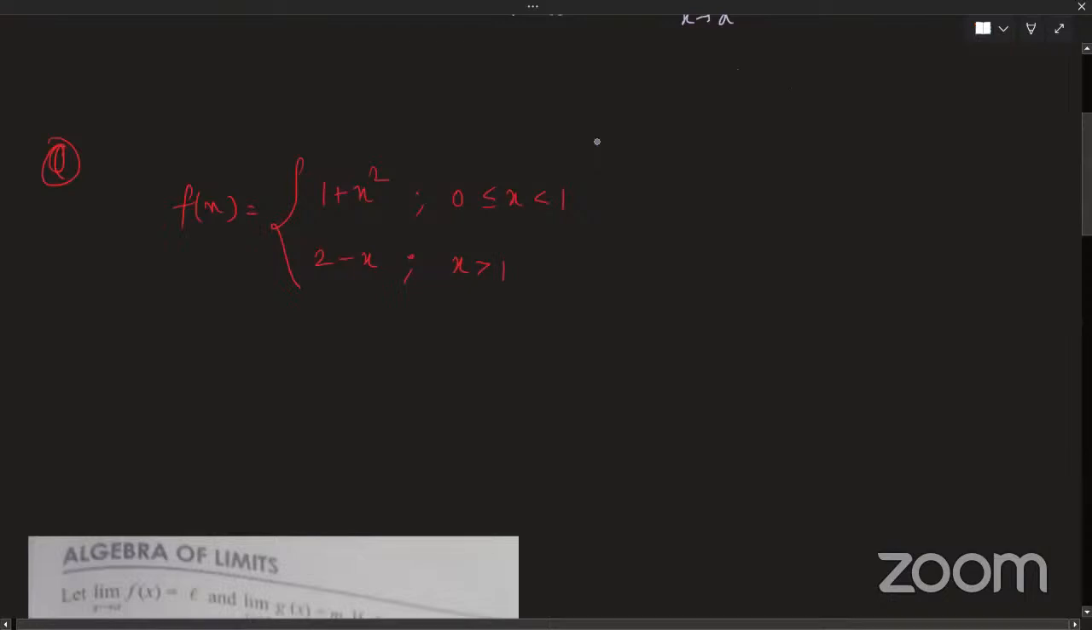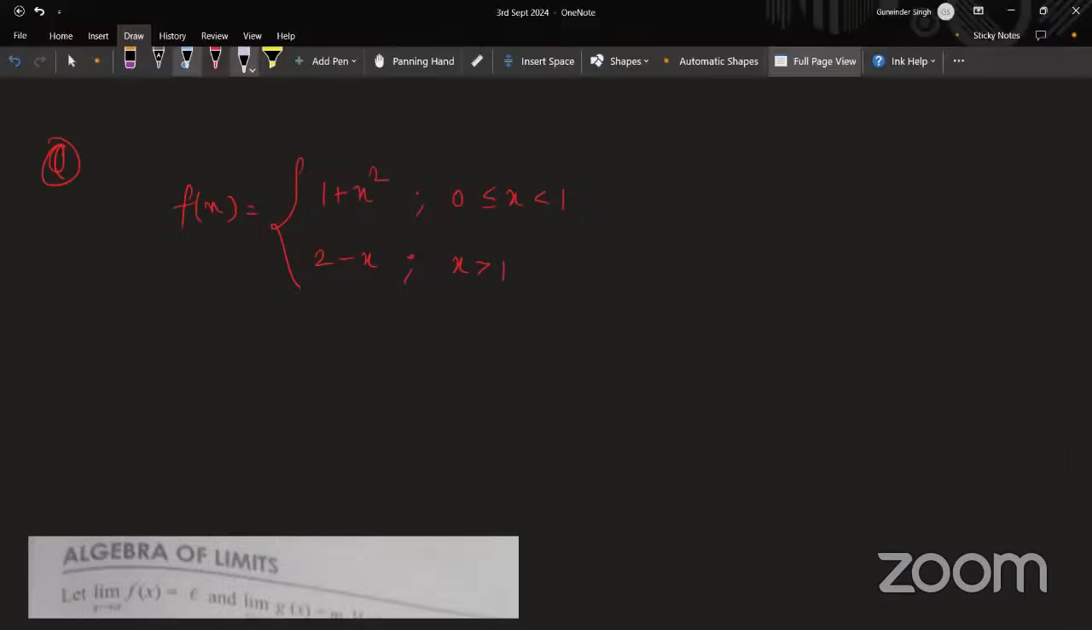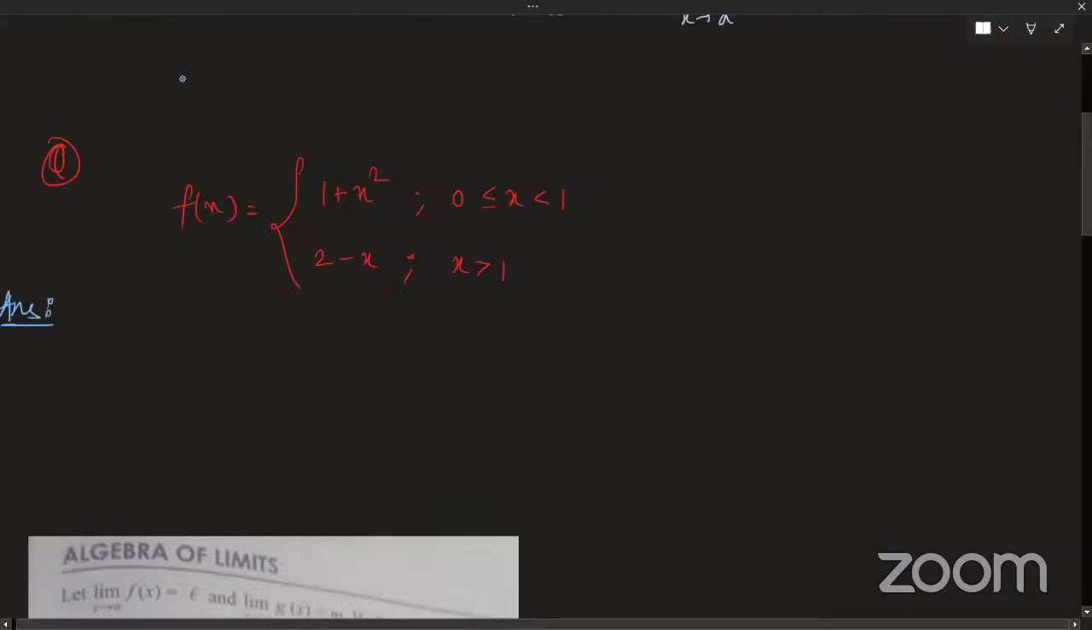So let us have a look. This was the question given to you in homework yesterday. Can you help me evaluate the limit as x tends to 1 minus and the limit as x tends to 1 plus? What will be the value over here? For 1 minus, which of these functions will it go for: 1 plus x square or 2 minus x?